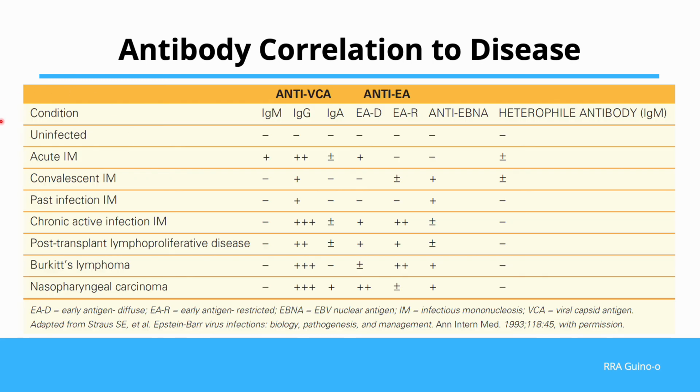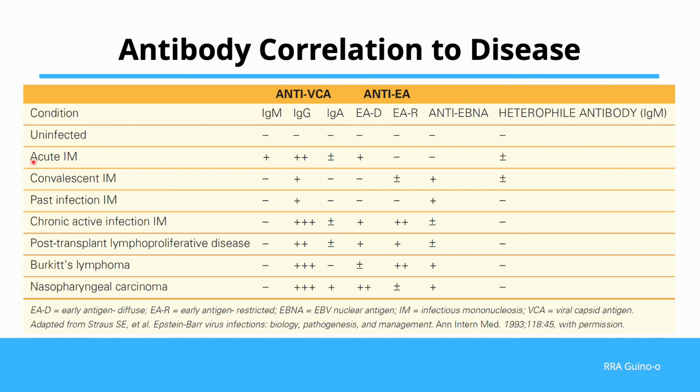In this table, you can see a summary of all the different antibodies we discussed and their presence at different stages of the disease. Included here are our EBV antibodies and our heterophile antibody. In an uninfected patient, of course, we would expect to see no antibodies at all. These include no EBV antibodies and no heterophile antibodies.